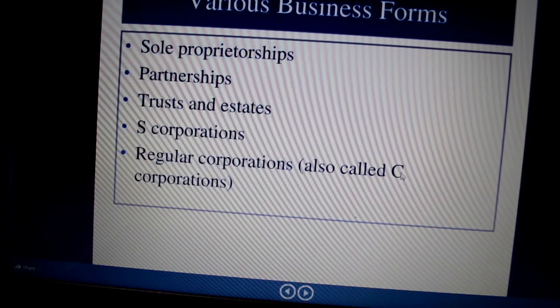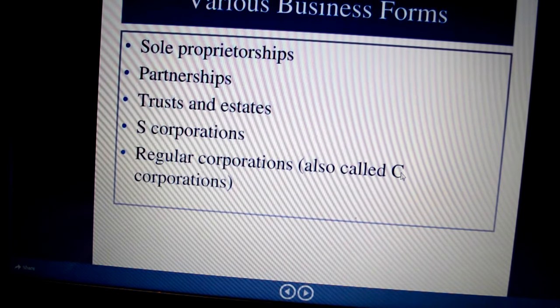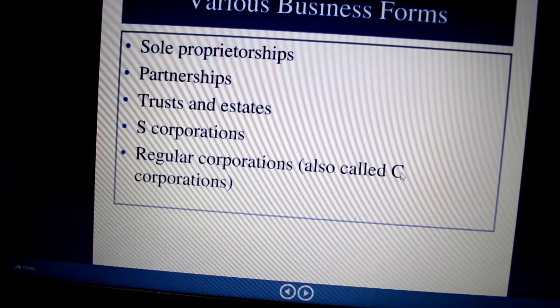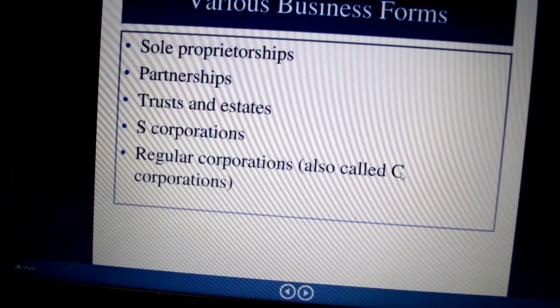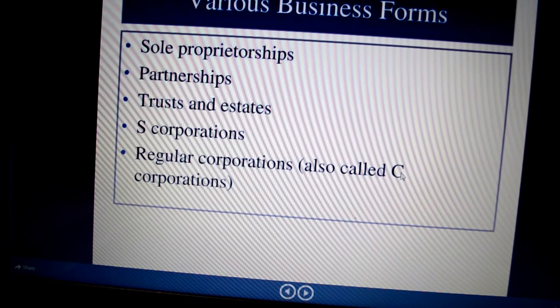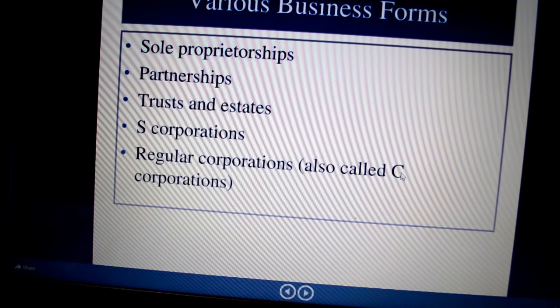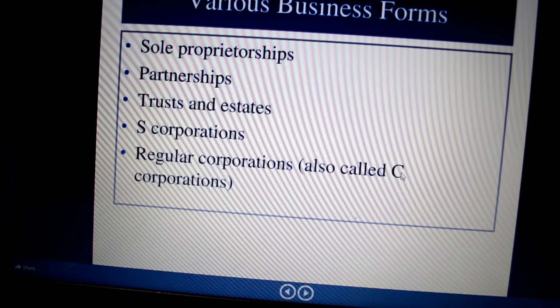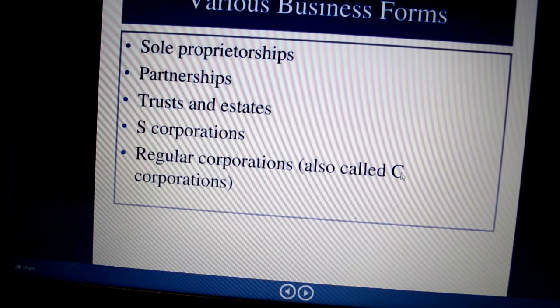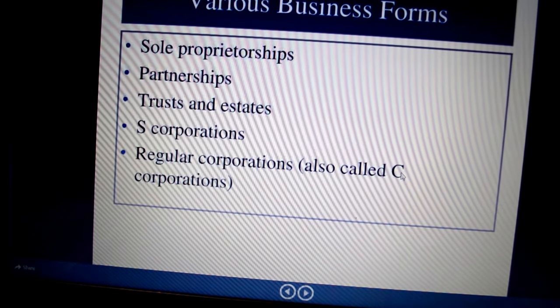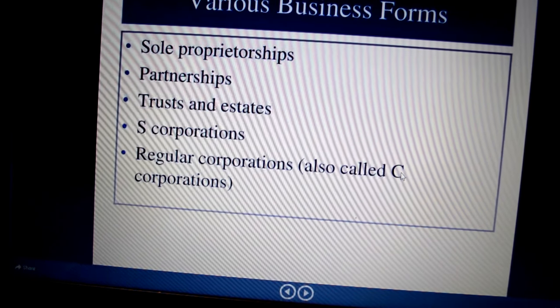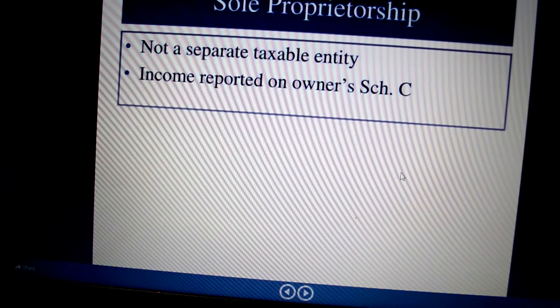For federal income tax purposes, the distinctions among various forms of business organization are very important. Business operations can be conducted in a number of different forms. Among various possibilities are the following: sole proprietorship, partnerships, trusts and estates, S corporations, regular corporations, also called the C corporations. Let's discuss each of the various business forms in some detail.